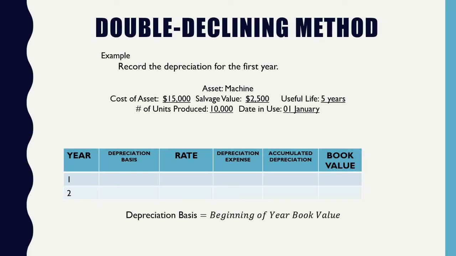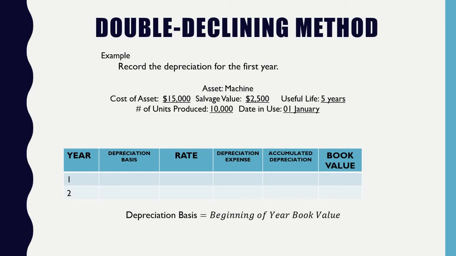So in this case, the depreciation basis, once again, is going to be your beginning of the year book value. For the first year, the book value is going to be whatever you purchased it at. So right now, the asset that I purchased is going to be $15,000. So in this case, that's what it is.